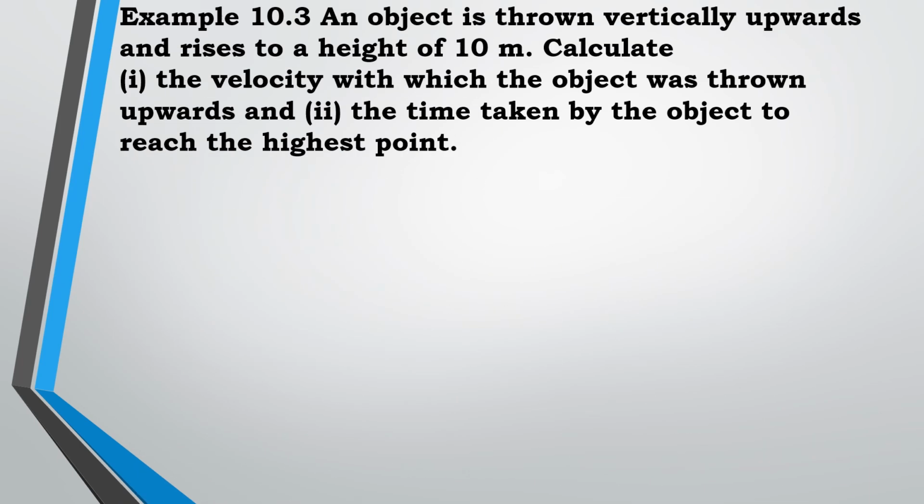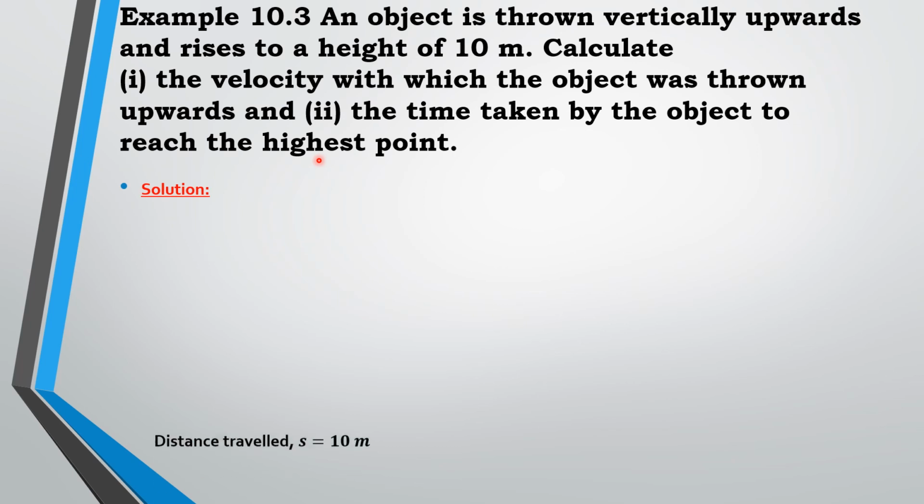An object is thrown vertically upwards and rises to a height of 10 meter. Calculate, first, the velocity with which the object was thrown upwards and second, the time taken by the object to reach the highest point. Let's see how we will find out.